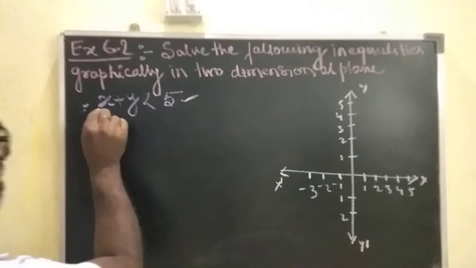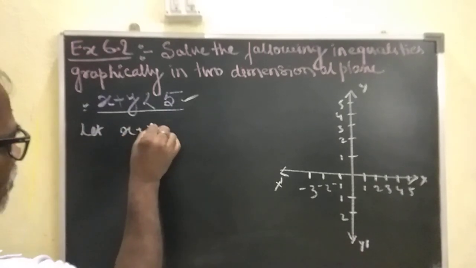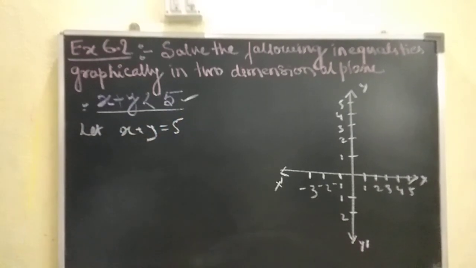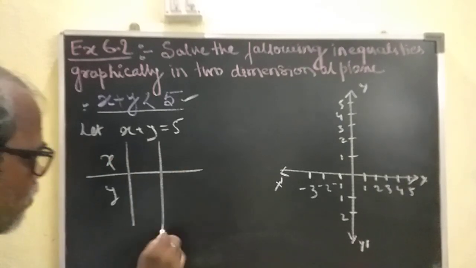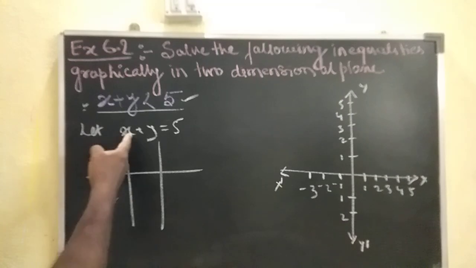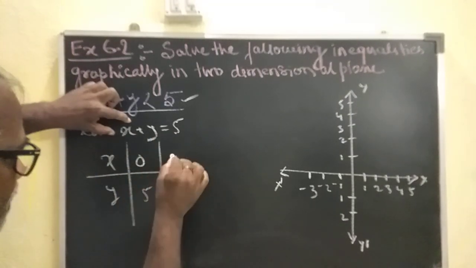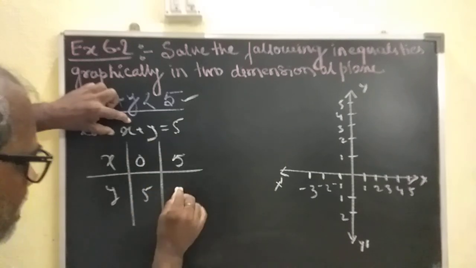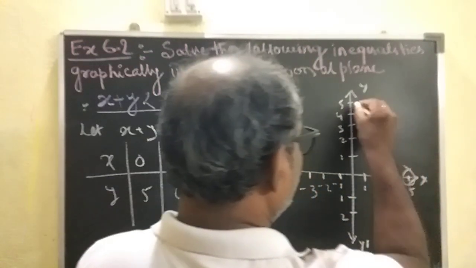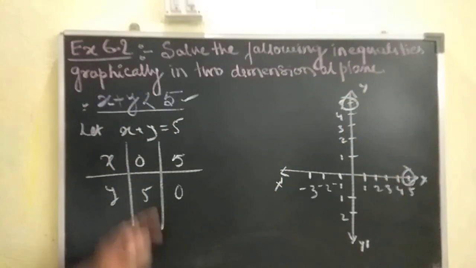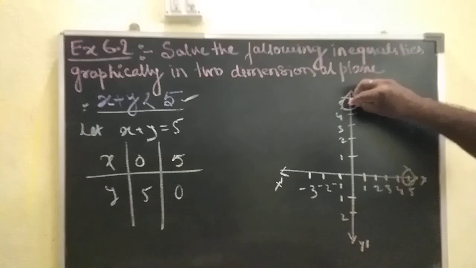So first of all, we can write it as a strict equation. Let x plus y equals 5, and we will find the points for x and y. Here we will find any two points. If x is 0, so we get y is 5, and if x is 5, y we get here 0. So we are getting 2 points, this point as well as this point. Since here is a less than sign, we join this with dotted lines.